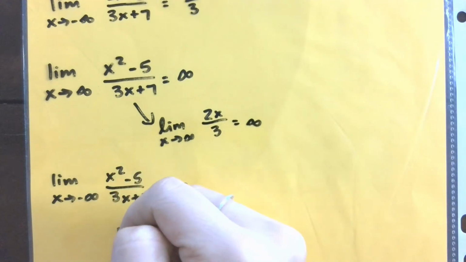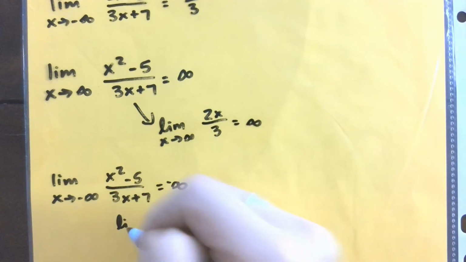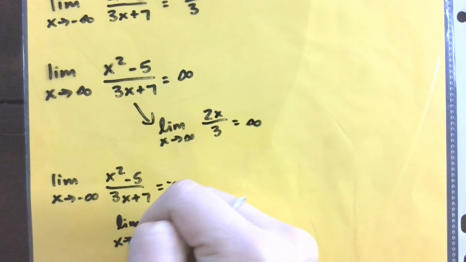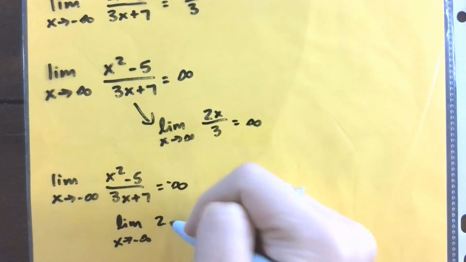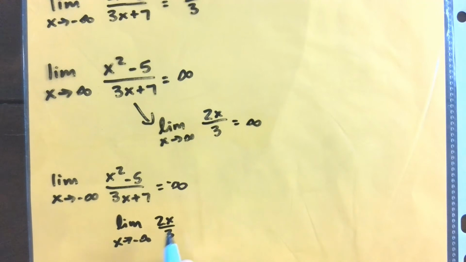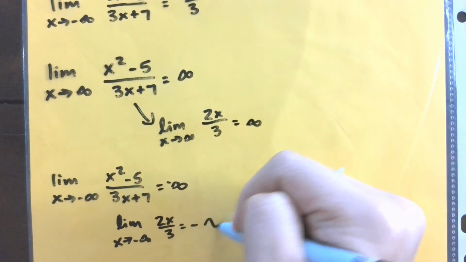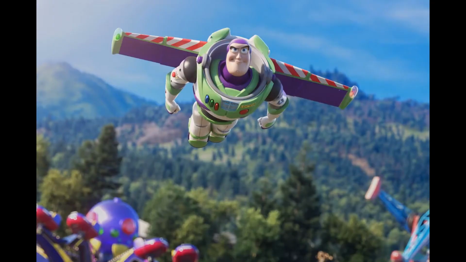Using L'Hopital's rule in this case is a little bit easier, I think, because when we simplify it to that 2x over 3, we can see if we plug in larger and larger negative values, then this is going to end up being a negative infinity.